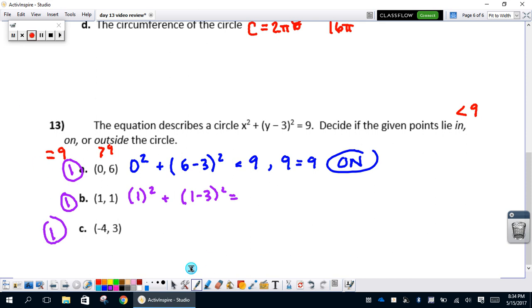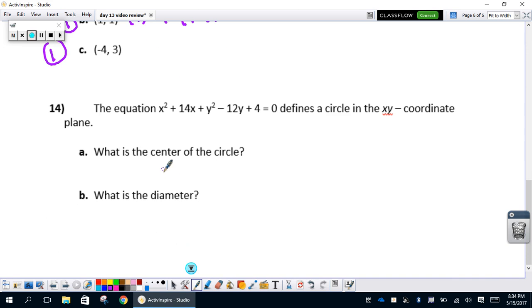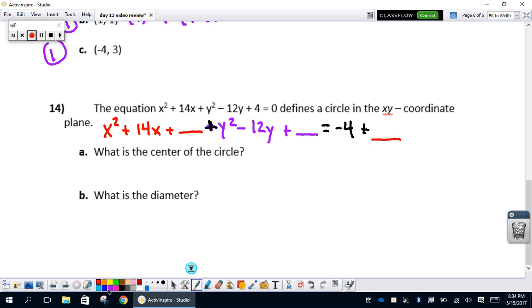All right, last but certainly not least, you have the equation for the circle. All right, and we need to complete the square because we can't tell the center from that part. X squared plus 14x plus something, plus y squared minus 12y plus something, and I'm going to get the 4 to the other side already. So negative 4 plus a red something that goes with my x's, and a purple something that completes my y's.